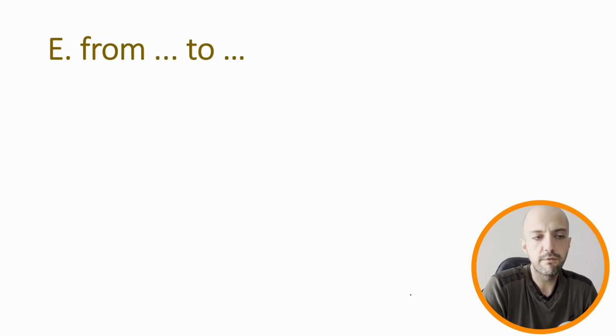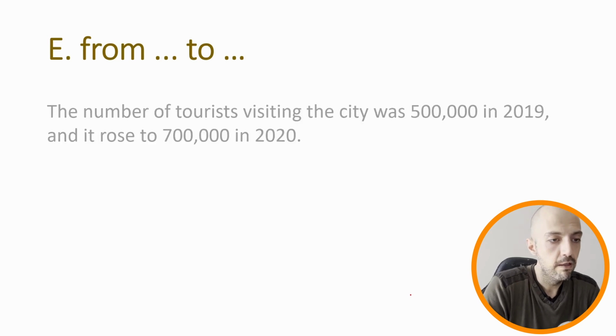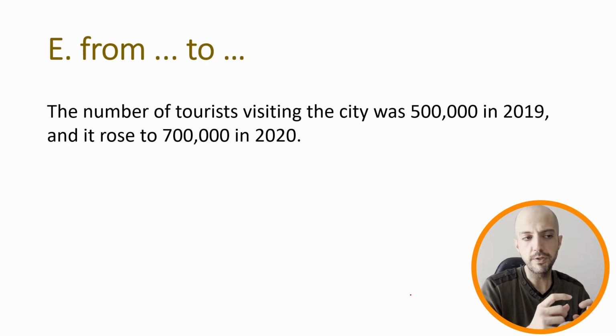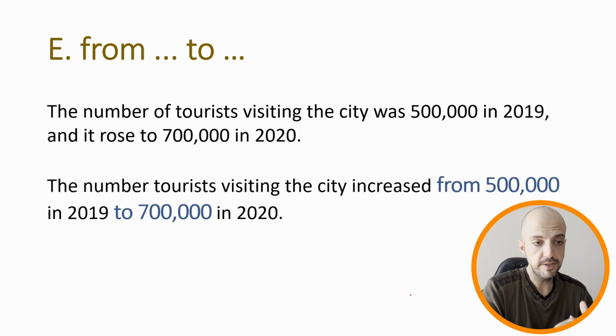All right, the last phrase. I'm sure you've all used this before. It's not new, but I thought this could be useful to be included. From this number to that number. The number of tourists visiting the city was 500,000 in 2019, and it rose to 700,000 in 2020. So to combine them, I will just use from this number to that number. The number of tourists visiting the city increased from 500,000 in 2019 to 700,000 in 2020.